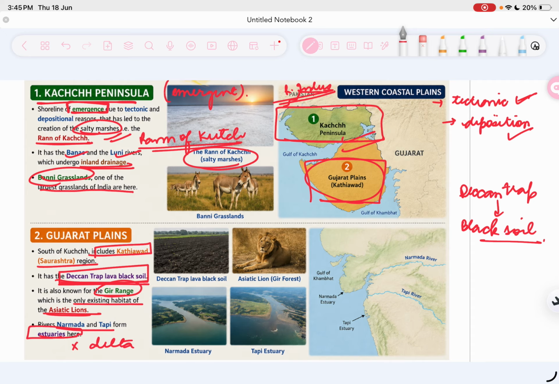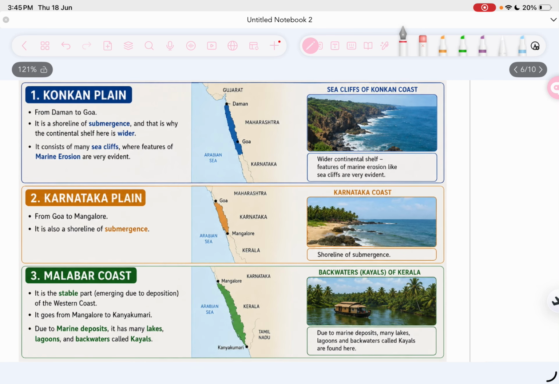Estuary is a place where the river water meets the sea water. So we have discussed two parts of the western coastal plain, that is the Kutch part and the Gujarat plain, which consists of Kathiawar. The second part that we have to discuss is basically the Konkan plain, which is present in Maharashtra and Goa. This area is called the Konkan plain. So the Konkan plain lies between Daman and Goa.